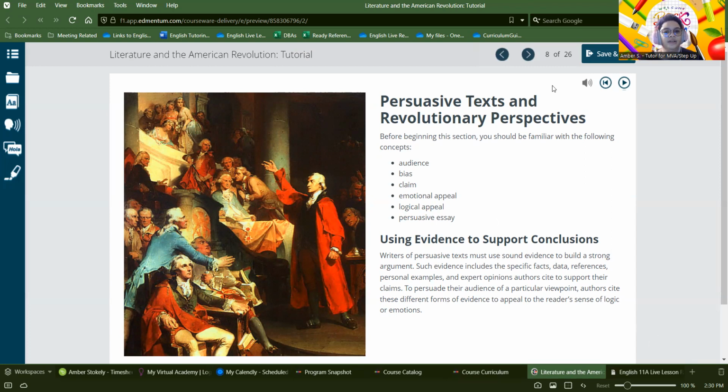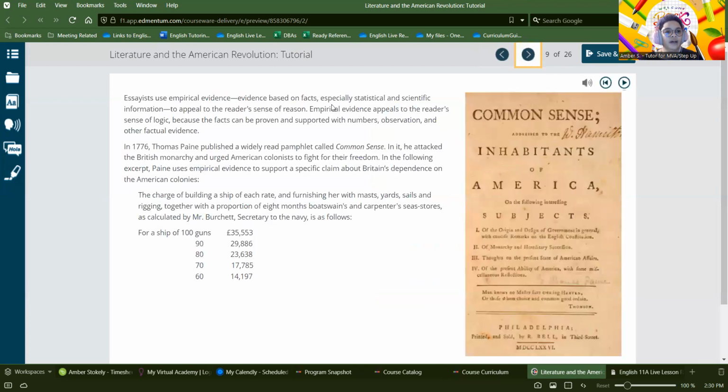Alrighty. The next slide, number 9, we talk about empirical evidence. So they give you the definition of what this is. Empirical evidence, excuse me, is evidence that is based on facts, especially statistical and scientific information. So statistics are numbers that come from a study. So if you know how many people do a thing or suffer from a thing or have issues with something, you're able to represent how often it happens. So statistics are numbers that come from data from study and scientific information. So what do we know about this thing based on the research that was done?